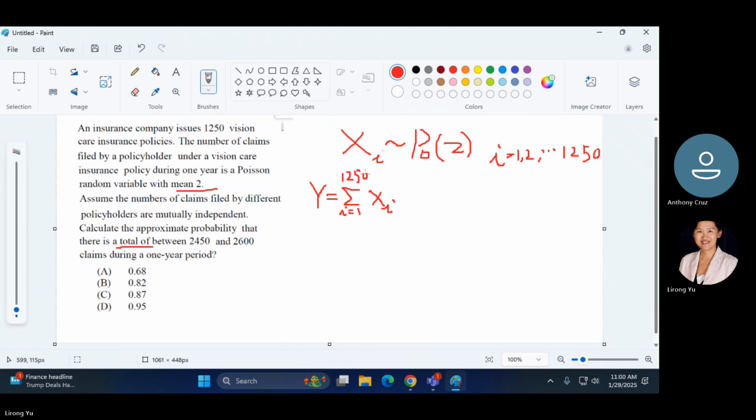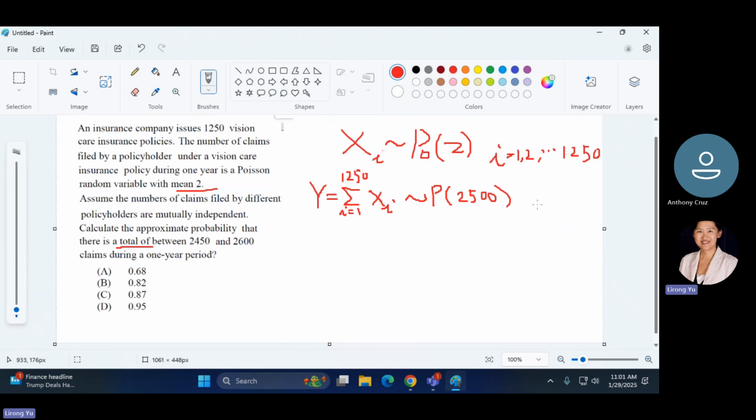So Y is a summation with many, many claims. And you can see because of the additive property of the Poisson distribution, Y would also be a Poisson distribution. If it's 1 X, the mean is 2. If it's 1,250 X, then the summation will be 1,250 times 2. So that gives us 2,500. So that's the mean. And we also know for the Poisson distribution, the mean and the variance will be the same thing. So the mean is 2,500. The variance for Y is also 2,500.